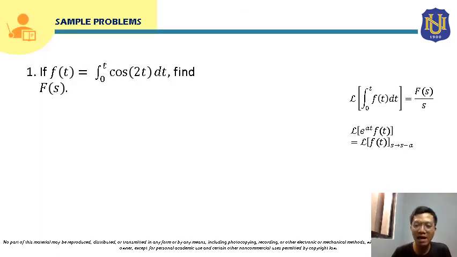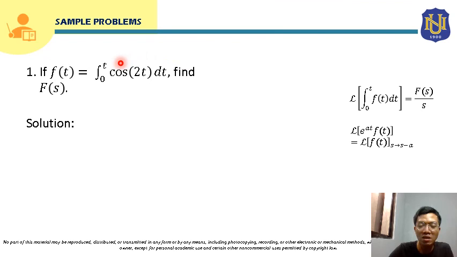So we will apply the Laplace transform of integrals here. For number 1, if f(t) is equal to the integral of cosine 2t dt from 0 to t, find the Laplace transform. The given f(t) is an integral, and that's why it's called Laplace transform of integral.